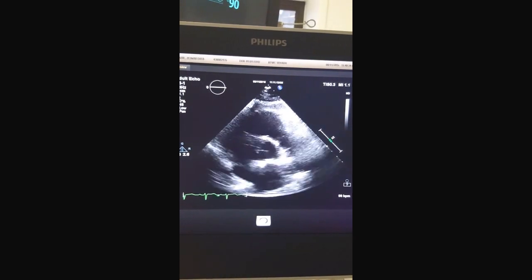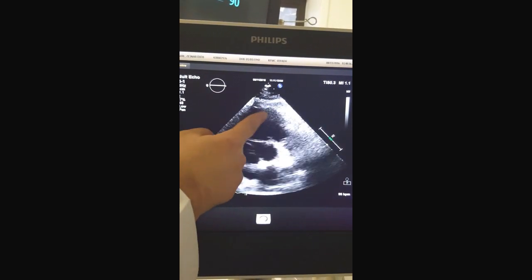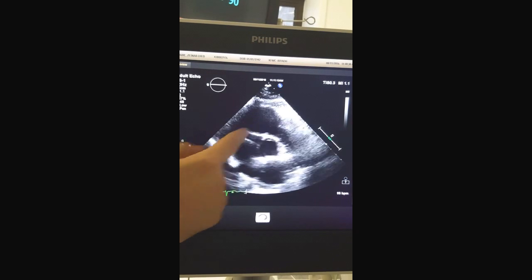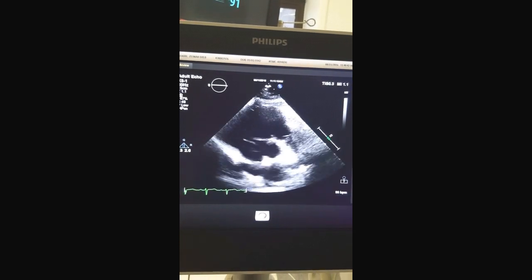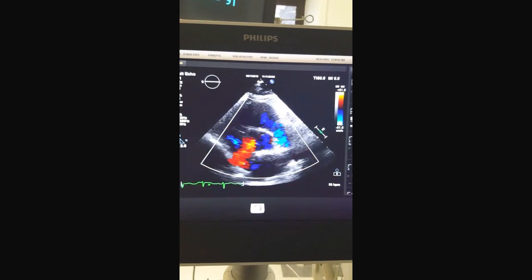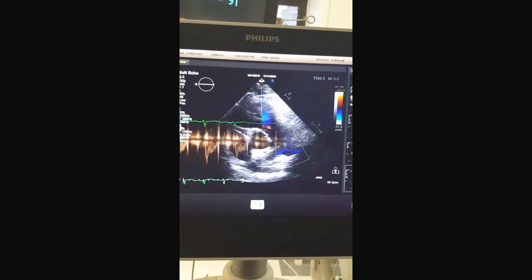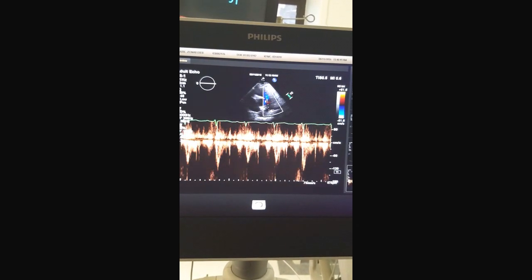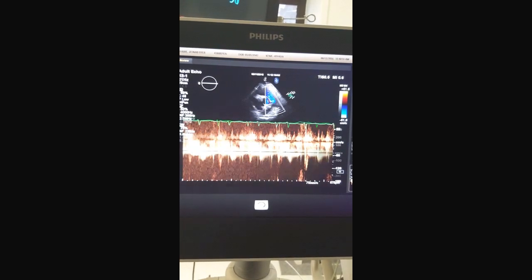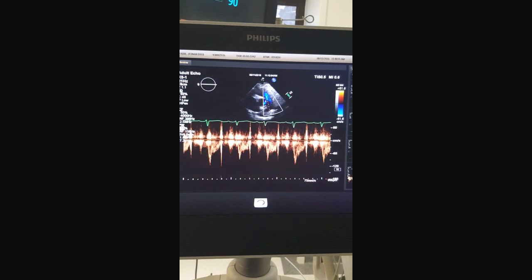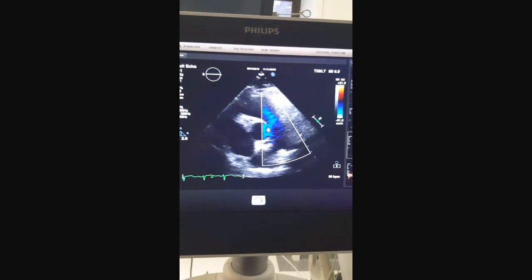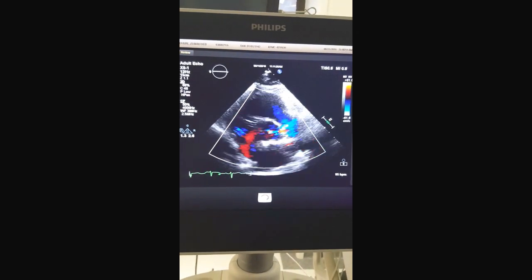In a short axis, you can appreciate that there is dilatation of the right ventricle here. So this is the right ventricle, tricuspid valve, right atrium, and this is the aorta. Sometimes you'll also have pulmonary regurgitation, pulmonary valve regurgitation. If we are lucky, we can also find a dilatation of the pulmonary artery.